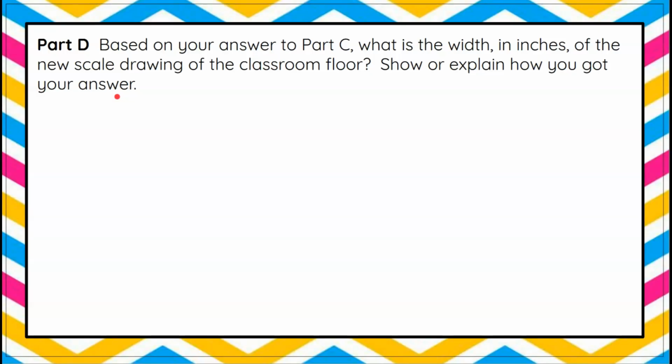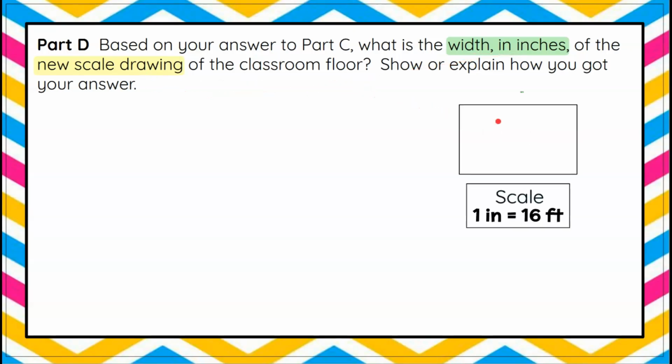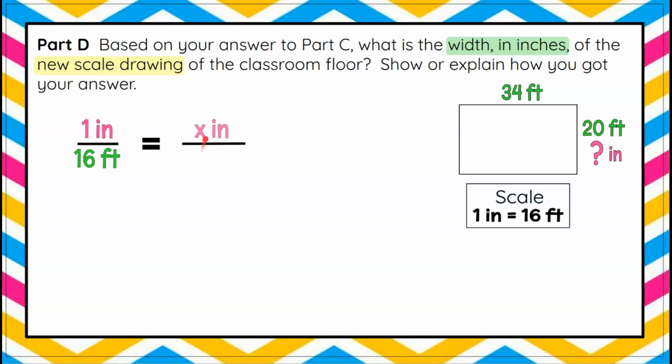Good luck. Welcome back. So we want to know the width in inches of the new scale drawing. Here is our scale from part C, and we know that the actual classroom floor from our previous work is 34 feet by 20 feet. And we want to know what this measurement is in inches. So we are going to use our scale. 1 inch is equal to 16 feet. That's our scale ratio. We have an unknown number of inches for the width, but the actual classroom width is 20 feet.